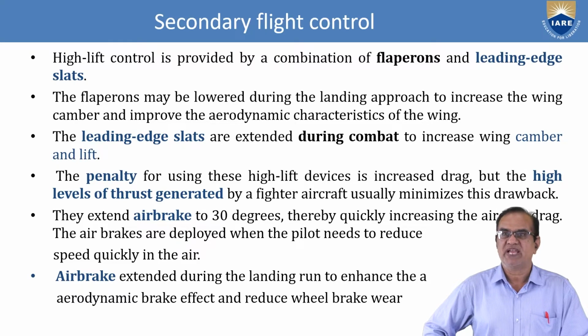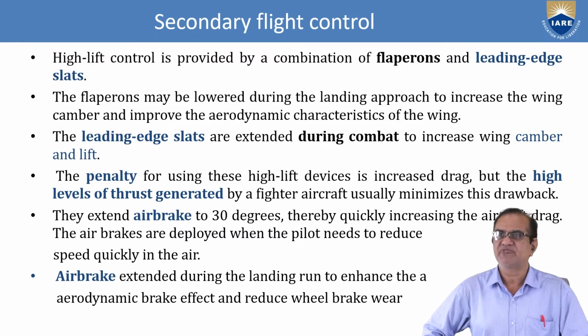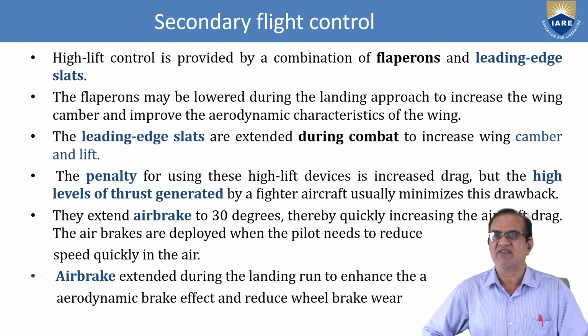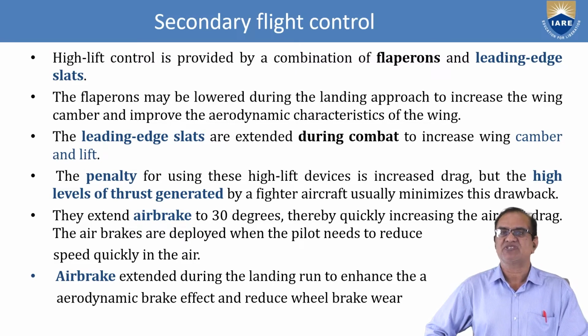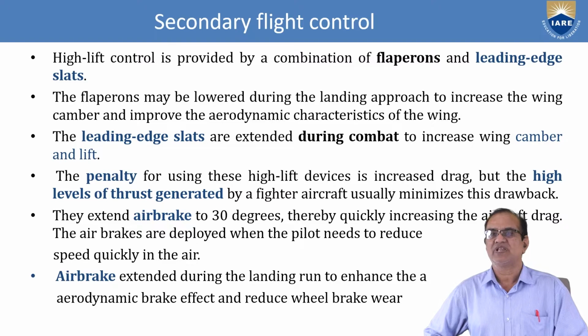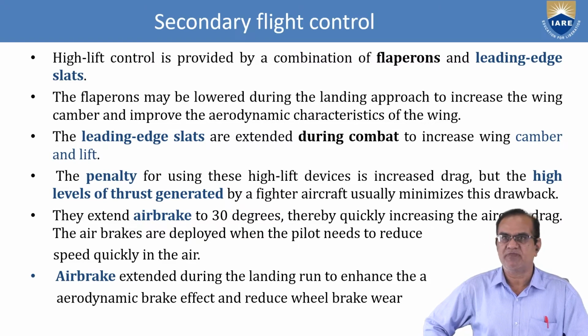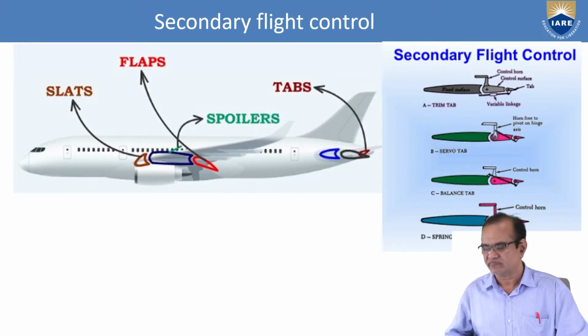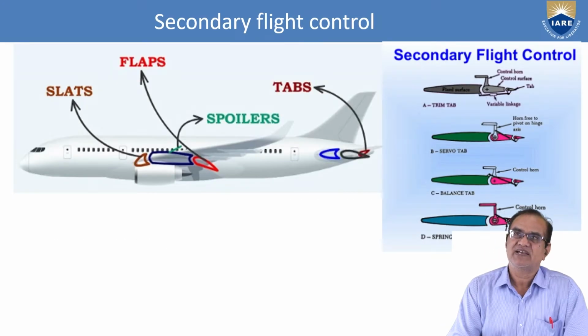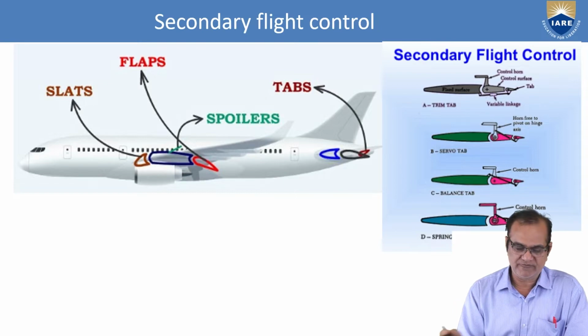They extend the air brake to 30 degrees, thereby quickly increasing the aircraft drag. The air brakes are deployed when the pilot needs to reduce speed quickly in the air. The air brake is also extended during the landing run to enhance the aerodynamic braking effect and reduce wheel brake wear. Here we can see the secondary flight control system.